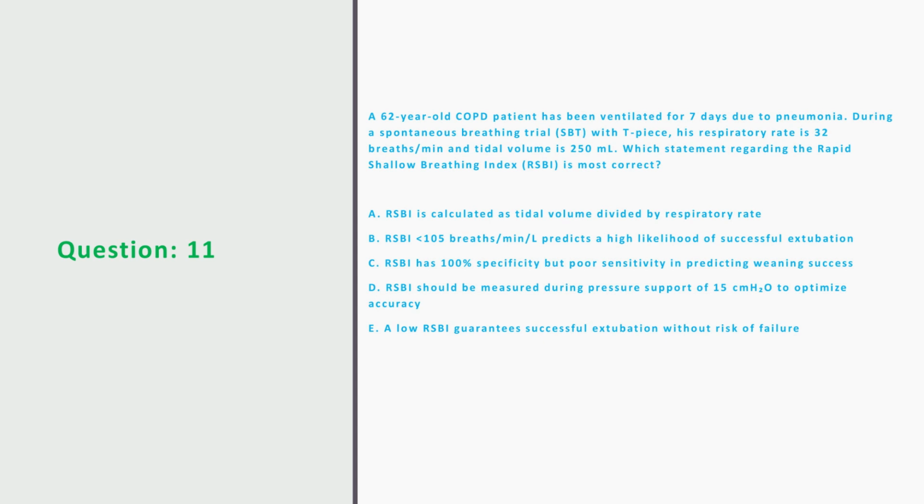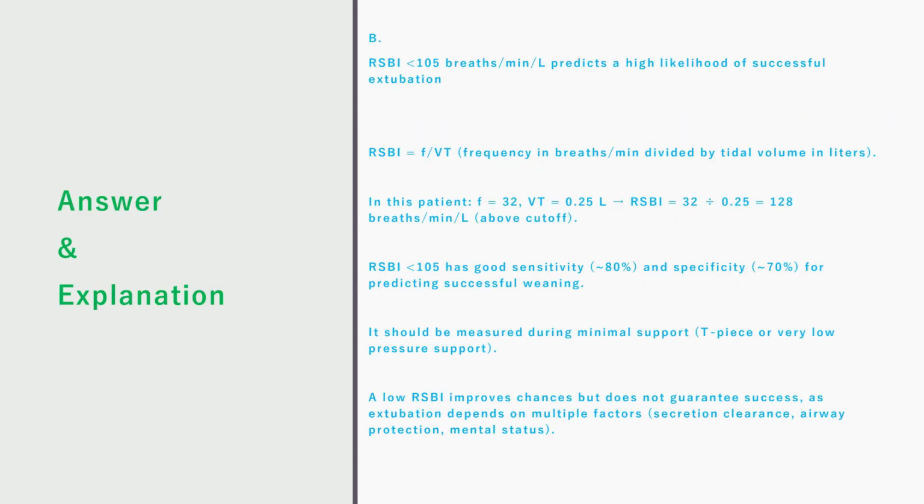A. RSBI is calculated as tidal volume divided by respiratory rate. B. RSBI less than 105 breaths per minute per liter predicts a high likelihood of successful extubation. C. RSBI has 100% specificity but poor sensitivity in predicting weaning success. D. RSBI should be measured during pressure support of 15 cm of water to optimize accuracy. E. A low RSBI guarantees successful extubation without risk of failure. Correct answer is B. RSBI less than 105 breaths per minute per liter predicts a high likelihood of successful extubation.